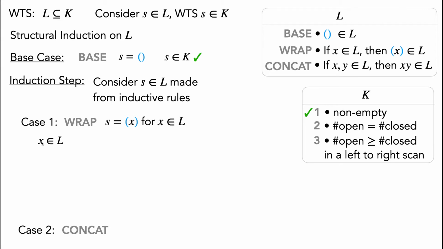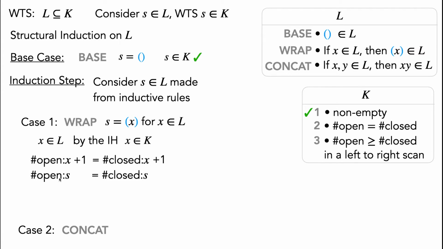So we know that X is in L. So we know then by the IH that X has to be in K as well. Since X is in K, that means it satisfies the properties for K. In other words, the number of open parens in X and the number of closed parens in X are equal. So we're going to use this notation to mean the number of open in X. So using this formula, we can just add +1 to both sides. And the number of open in X plus 1 is really the number of open in S, because we've got one extra open paren. And similarly for number of closed. So in other words, the number of open in S must be equal to the number of closed in S. And that's exactly what we wanted to show for property 2.